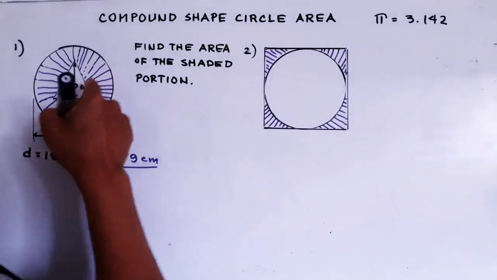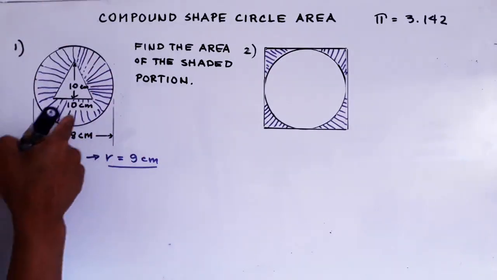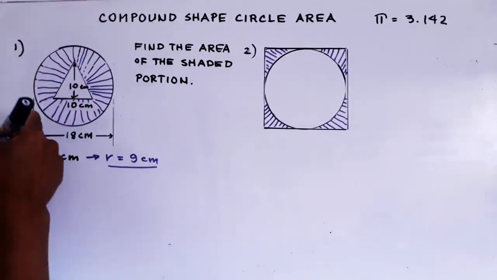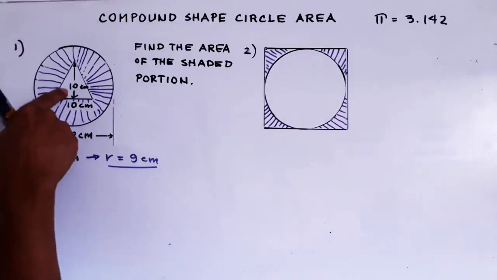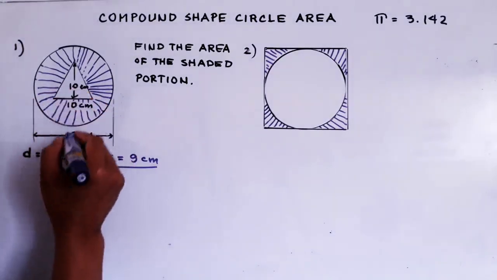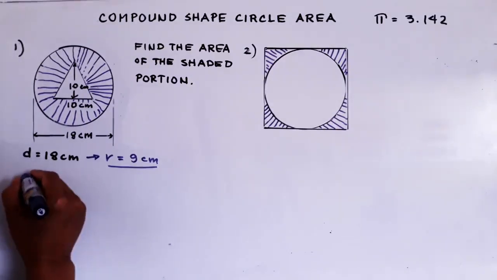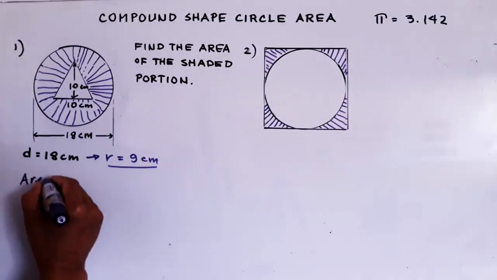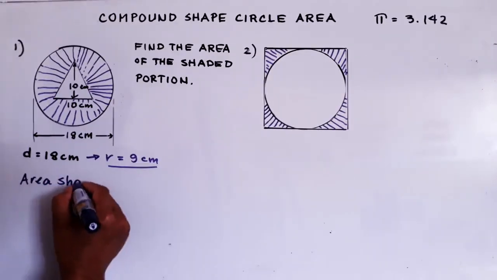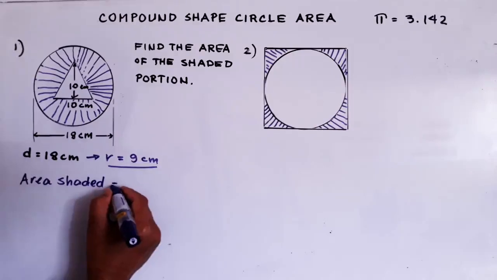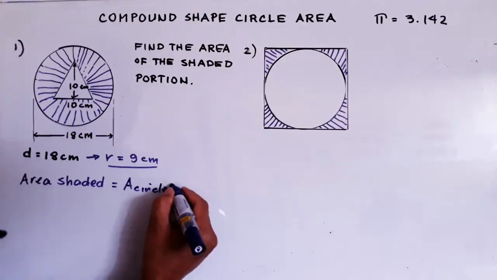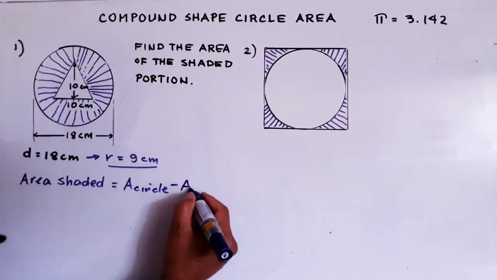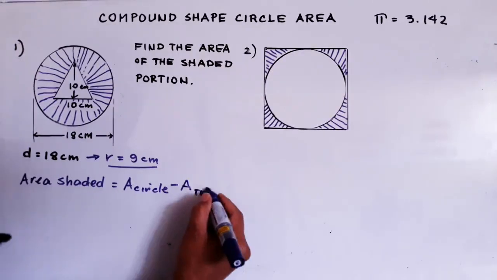To find the shaded portion here, we can have the area of the whole circle, and then we will just subtract the area of this triangle here inside our circle. So writing the area for the shaded portion, we have area of the shaded portion, area shaded, is equal to area of the circle minus area of the triangle inside. So you have triangle here.